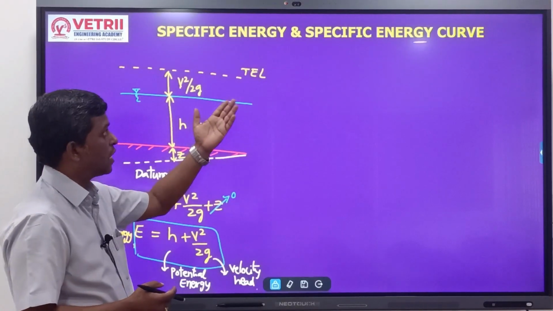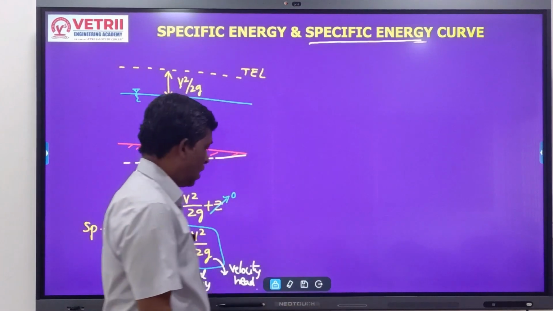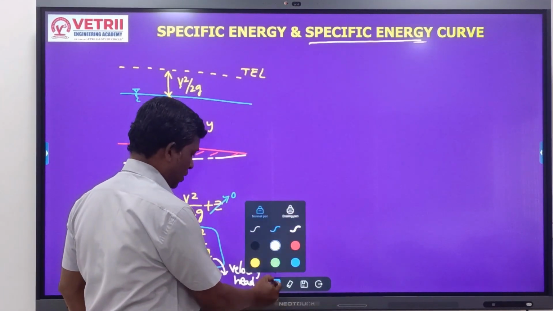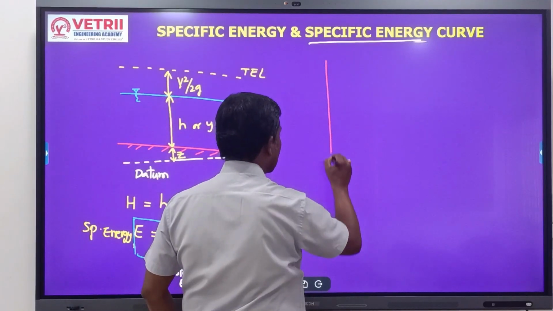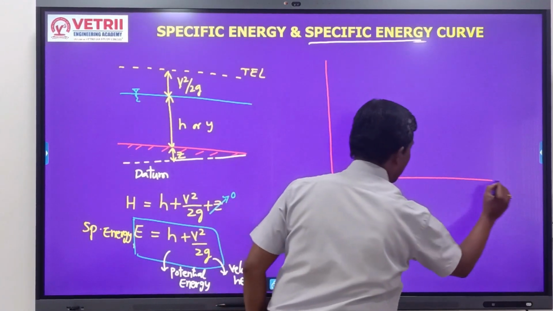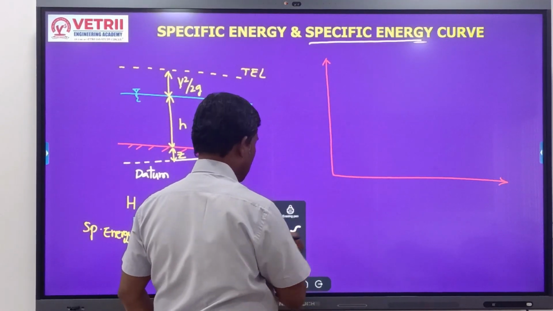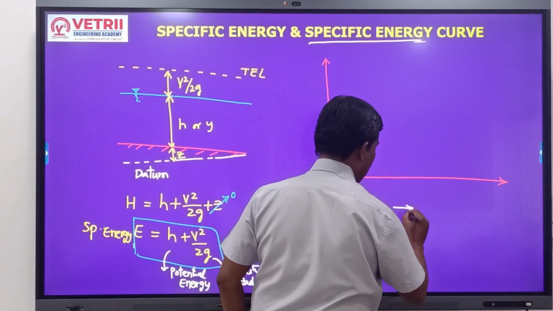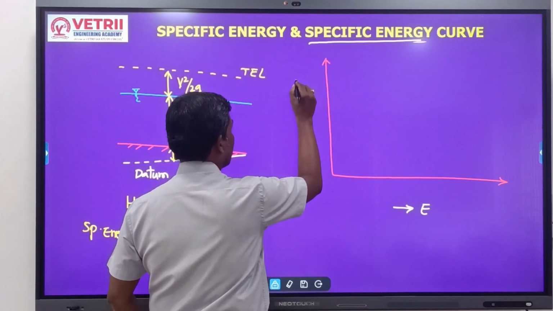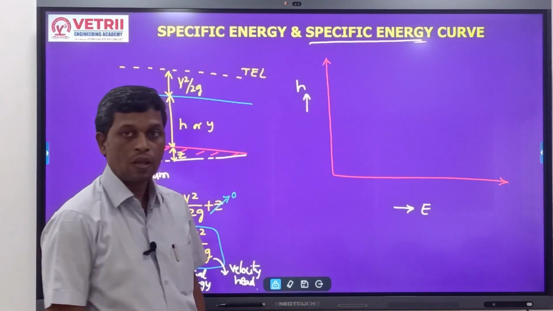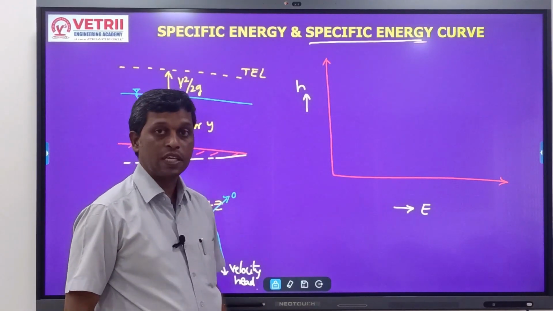Then what is the specific energy curve? It is what we get if we plot the specific energy versus the depth of flow. Specific energy I am taking on the x-axis, this is E. On the y-axis I am taking the depth of flow H. The plot drawn between specific energy and H gives us the specific energy curve.